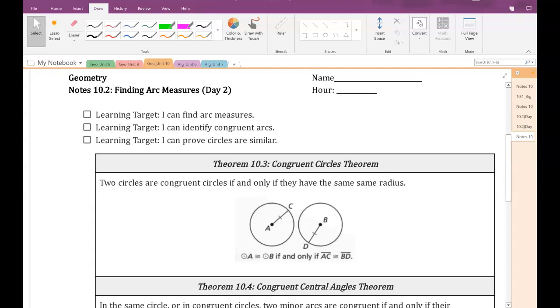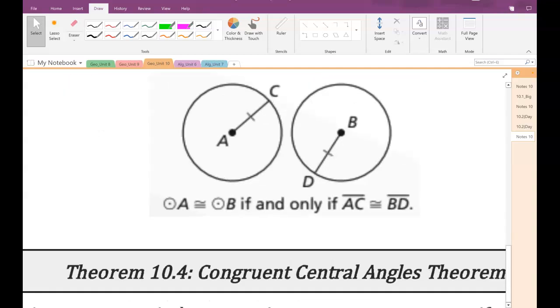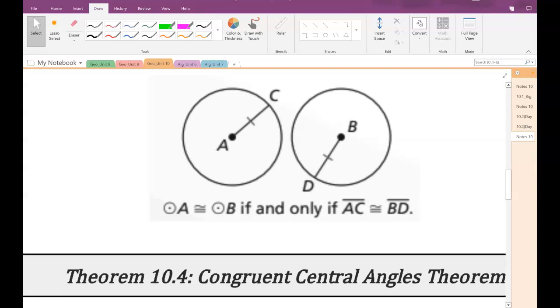So first theorem, congruent circles theorem, theorem 10.3. It says that two circles are congruent, so meaning they're equal or the same, if and only if they have the same radius. So if you have two circles that have the same radius of length x, they're congruent. The definition of a radius is a segment that goes from the center of the circle to any point along the outside. So we have radius AC and radius DB. The plural of radius is radii. So those are two radii.